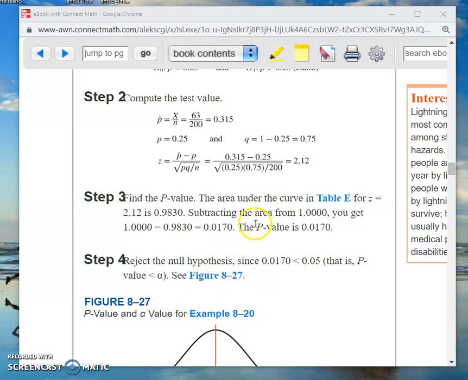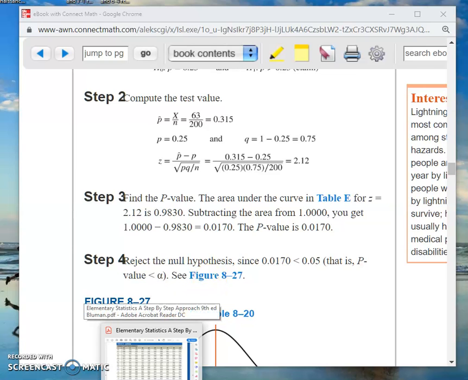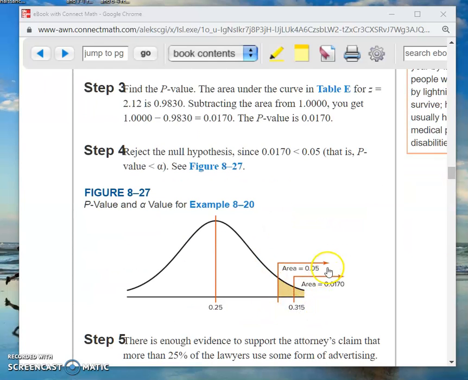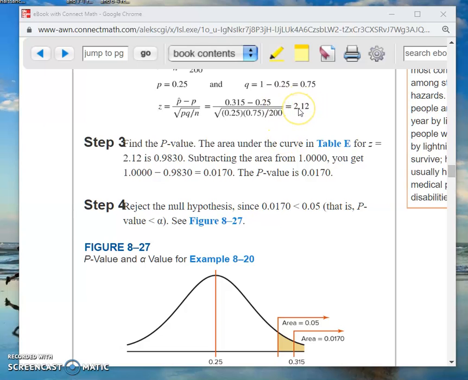Okay, and this is the hard part, bouncing between the screens here on the computer for this video. So let me bounce over to the table. We need table E. And let's remember that Z is 2.12. The corresponding Z value for this particular P value, where does it place me? It places me at Z of 2.12.